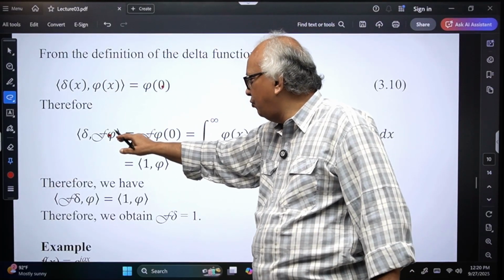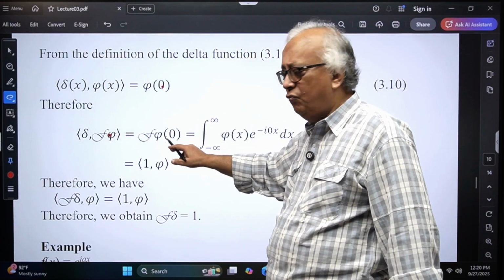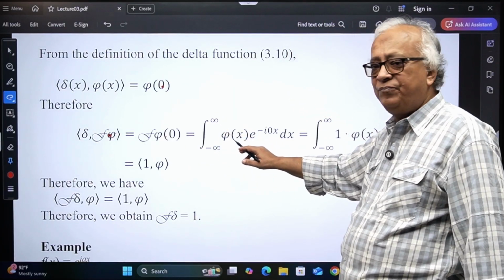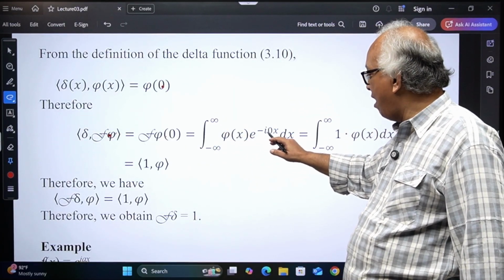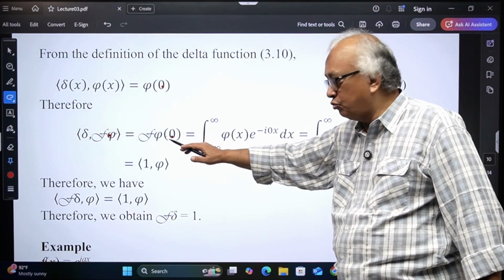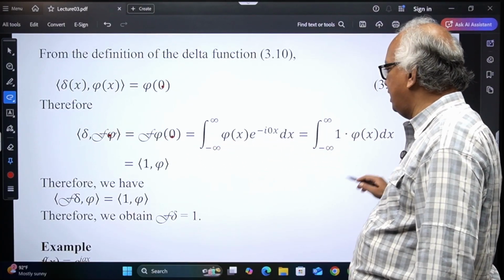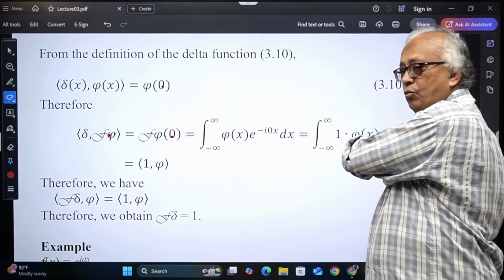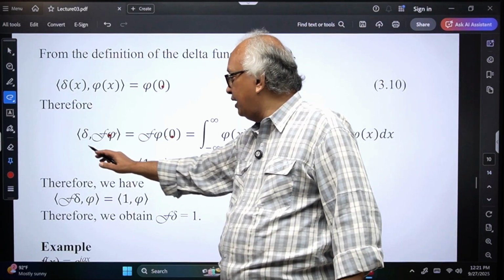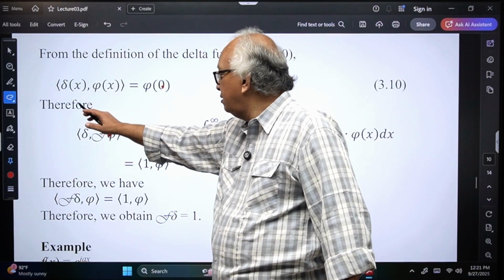Therefore, delta paired with Fourier transform of phi is the integral from negative infinity to infinity of phi x e to the minus i 0, because I am evaluating the Fourier transform of phi at 0. So it is 1 paired with phi.